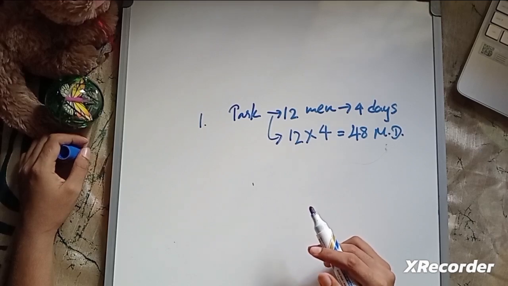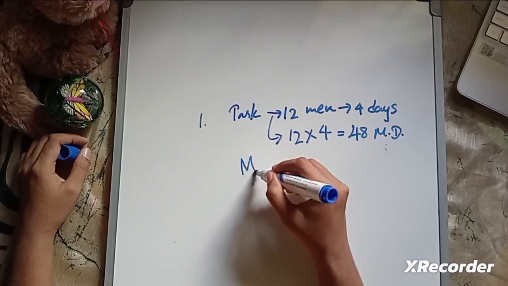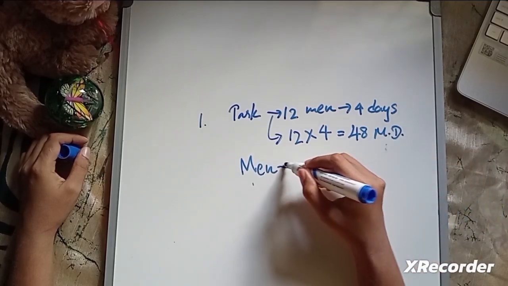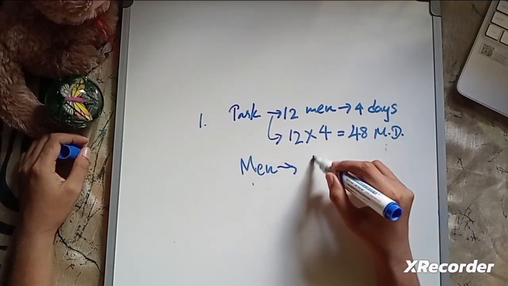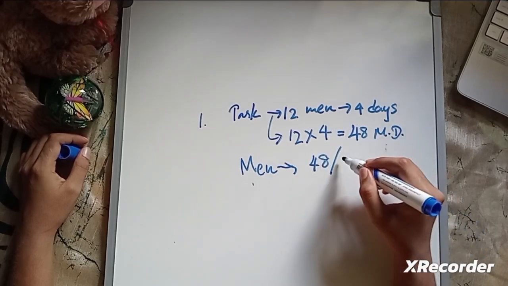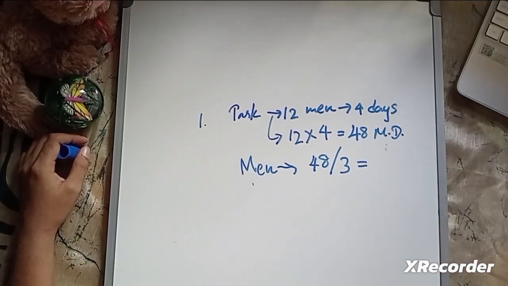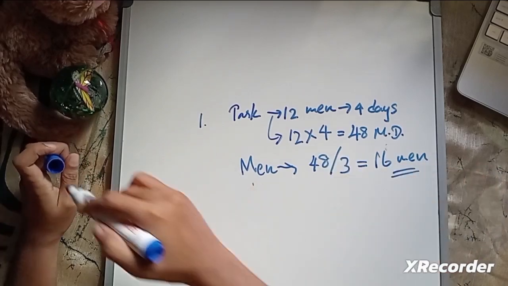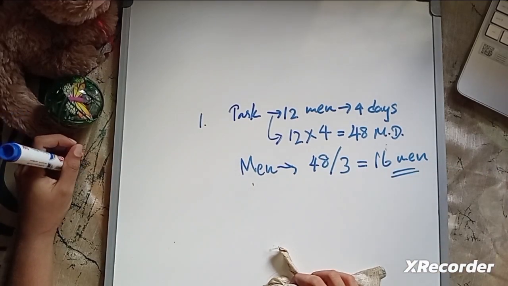Then you can find how many men are needed to complete this task in 3 days. You can simply divide these 48 man days by 3. Then we get 16 men. So this is the answer for the first question.